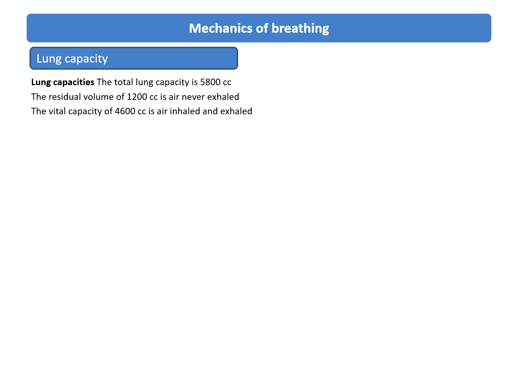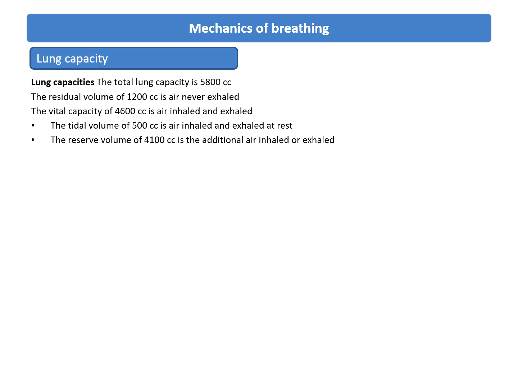The vital capacity is 4,600 cc's. This is the air that can be inhaled and exhaled. Of that, there is a tidal volume of 500 cc's, which is the air inhaled and exhaled at rest. That's probably what you're doing right now. The reserve volume of 4,800 cc's is the additional air that can be inhaled or exhaled. The inspiratory reserve amounts to about 3,000 cc's, and the expiratory reserve around about 1,100 cc's.